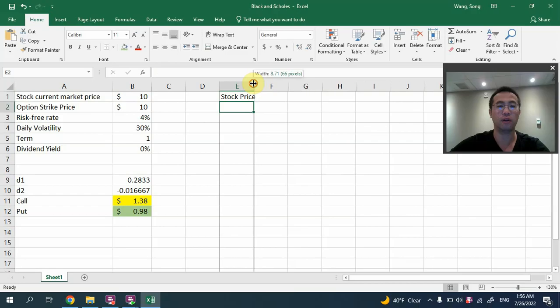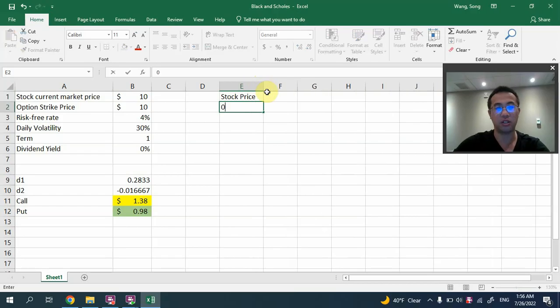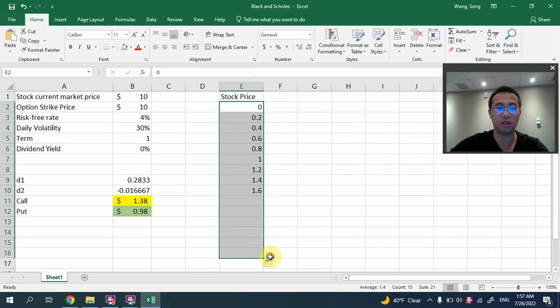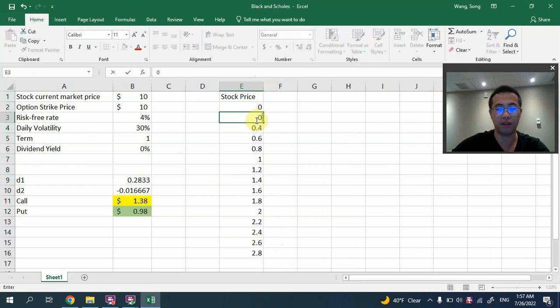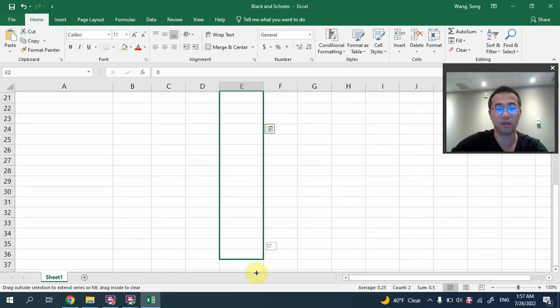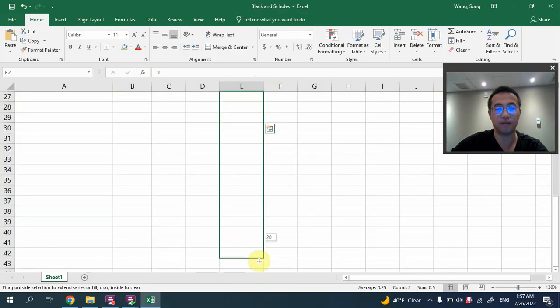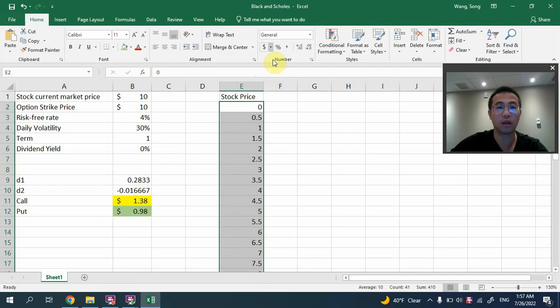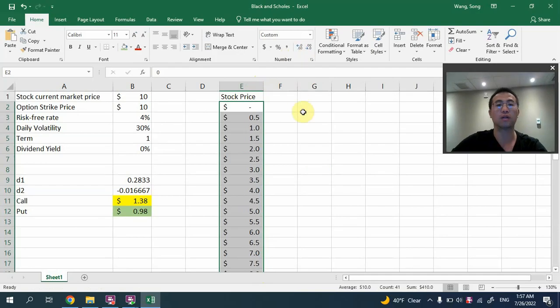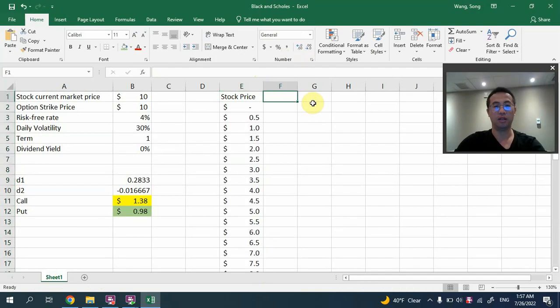So I'm going to use 0 and increment by $0.2, and then I will increase it all the way up, to make it easier for you guys, to $20. Okay, and then we try to get the option value. Let's see, call option value.